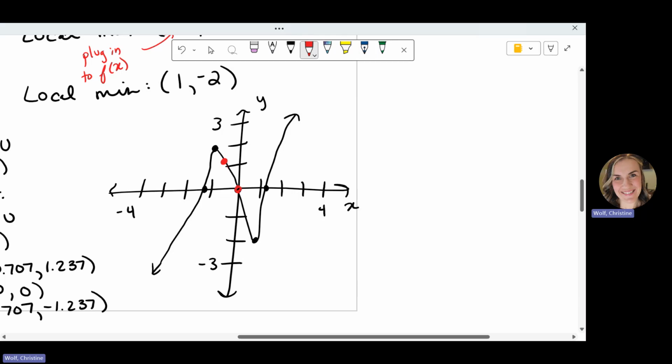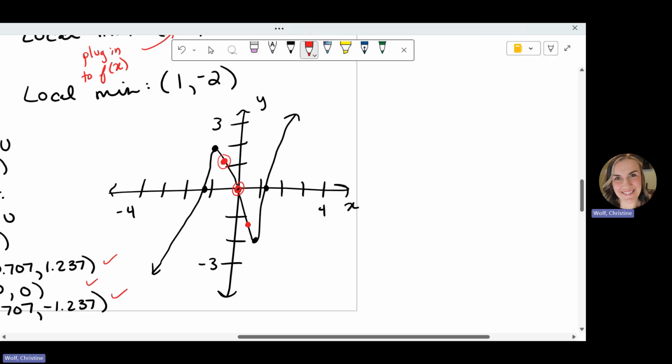The next one would be 0.7 and negative 1.2, so about there. As long as the points that you found are on the graph, like if you found an inflection point that's way up there, obviously something went wrong. But my 3 inflection points I found, I can locate them on the graph. Okay, so I know I'm doing it right.